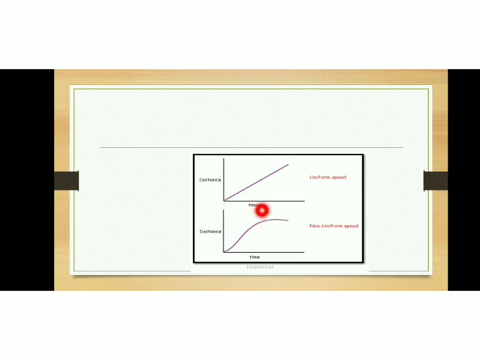And the second graph represents the distance time graph for non-uniform motion. It is a curved graph. So here it is very clear, the object covers unequal distances in equal intervals of time. In the first graph, it is very clear, the object covers equal distances in equal intervals of time. But in the second graph, the object covers unequal distances in equal intervals of time.